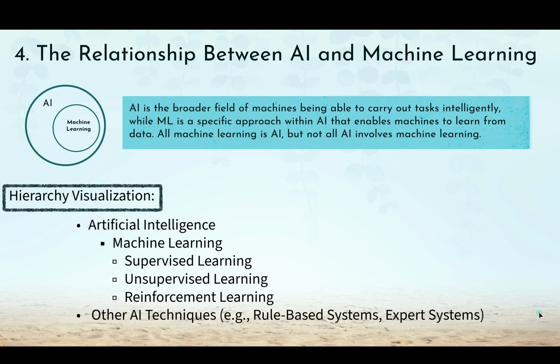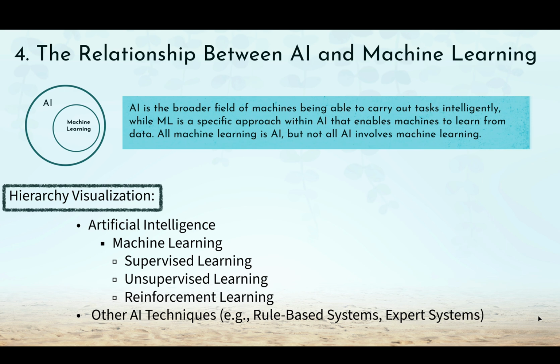Hierarchy visualization. The hierarchy of artificial intelligence can be visualized as a broad field with several subfields and techniques. At the top is AI, which encompasses all forms of machine intelligence. A significant branch of AI is machine learning (ML), which focuses on teaching machines to learn from data. Within ML, there are three main types: supervised learning, where models learn from labeled data; unsupervised learning, where models discover hidden patterns in unlabeled data; and reinforcement learning, where agents learn through interaction with their environment using rewards and penalties.